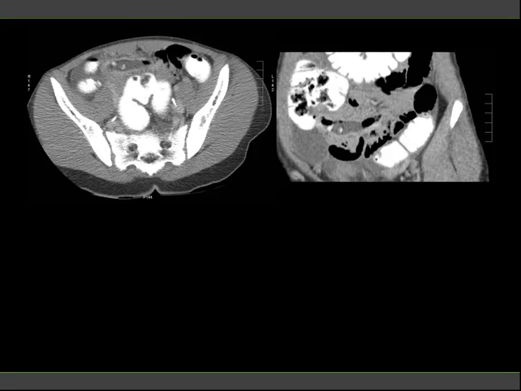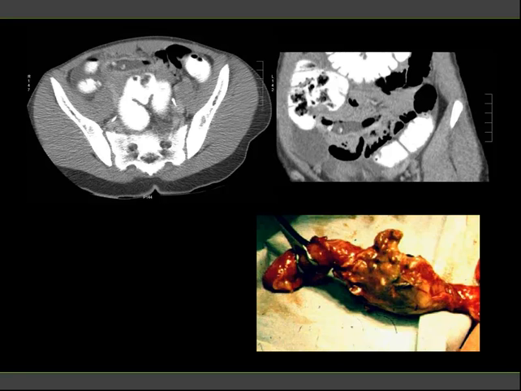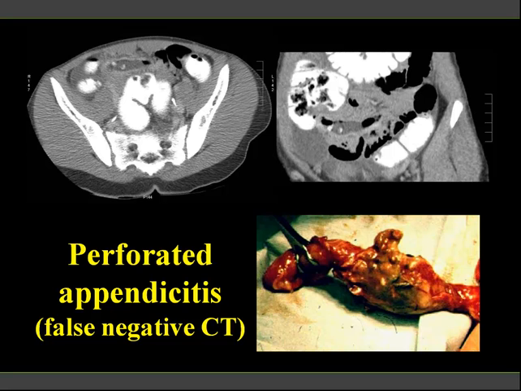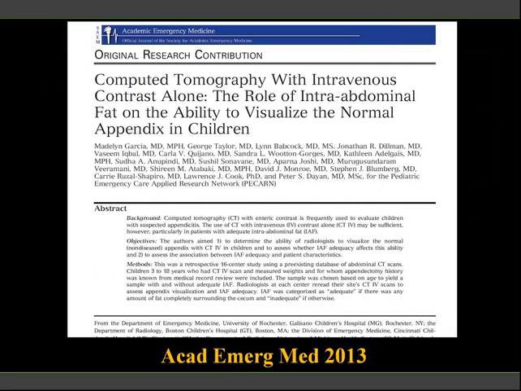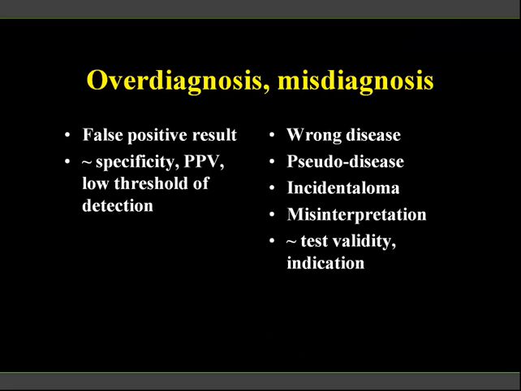Now, false negative results with CT are rare, and they are more common with ultrasound because you cannot always find the appendix by ultrasound. It was a gangrenous perforated appendicitis. Computed tomography with intravenous contrast alone, which is the preferred method, is only helpful when there's some abdominal fat surrounding the appendix. So in many children, we don't really see the appendix that well, and it's hard to show a normal appendix in those cases. We have not technically ruled it out, so we have to go by the appendix score.